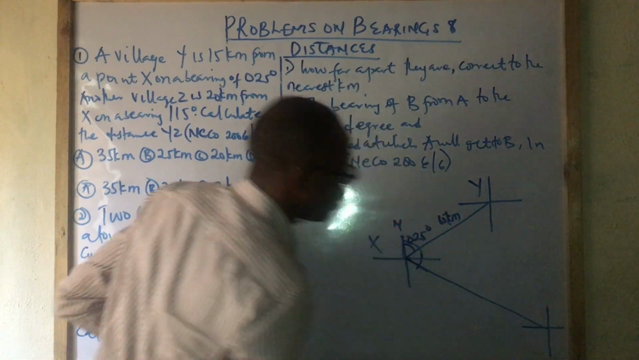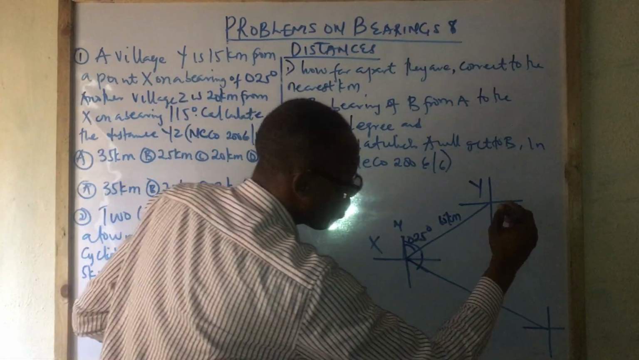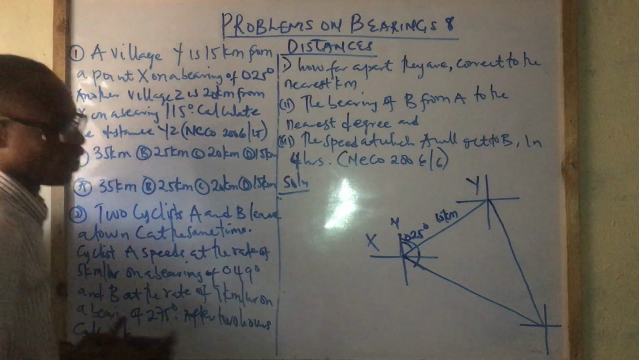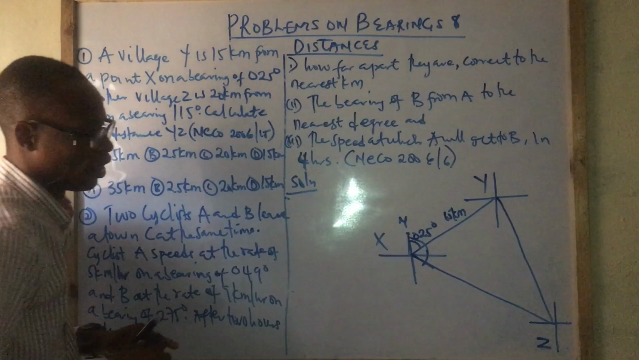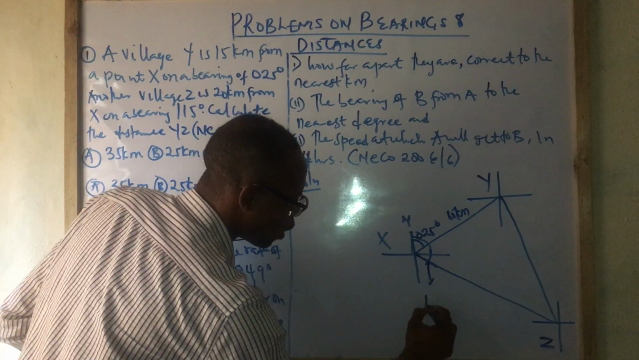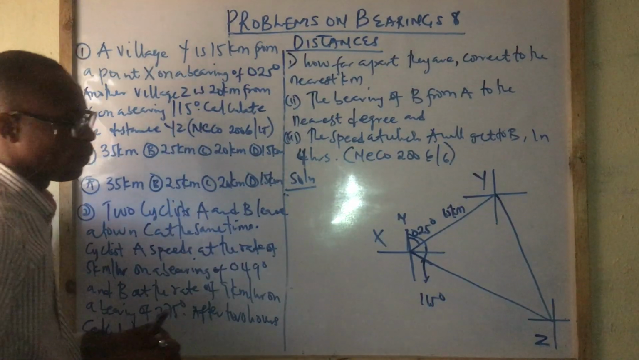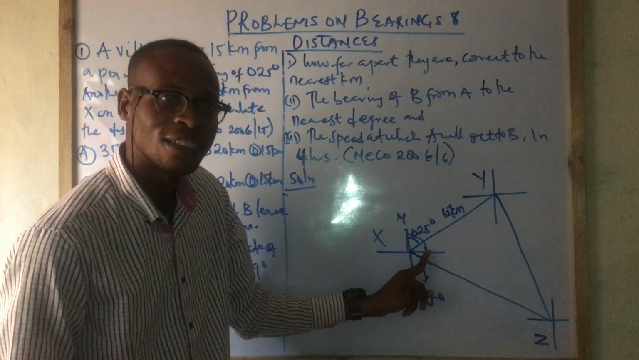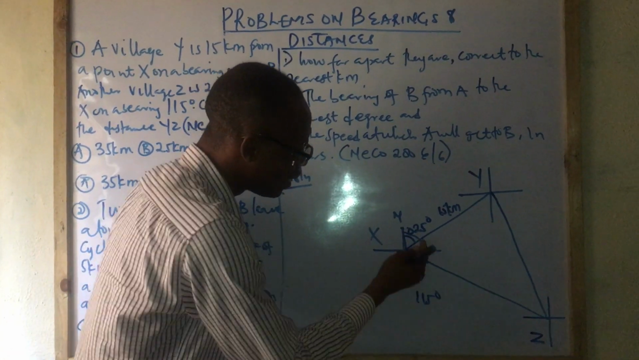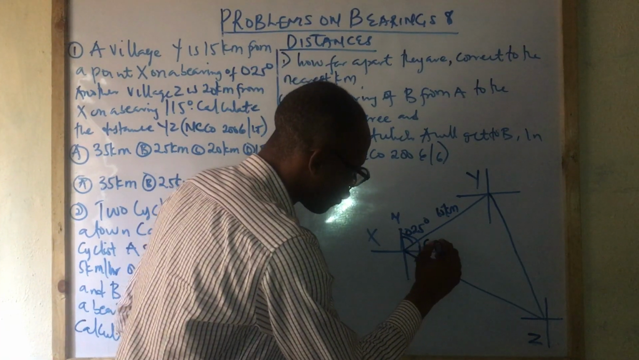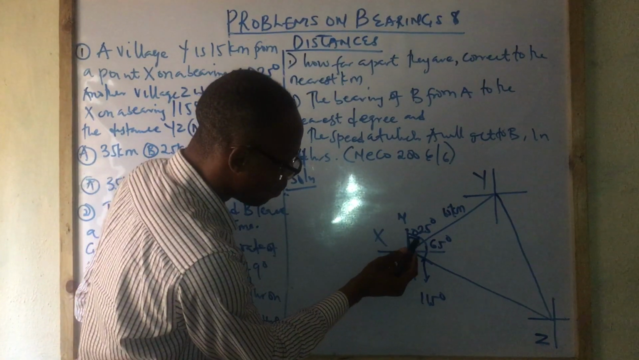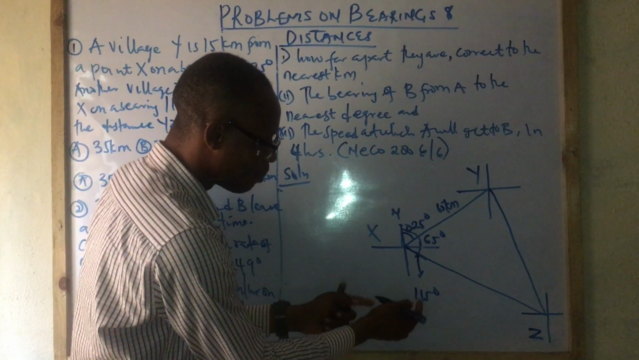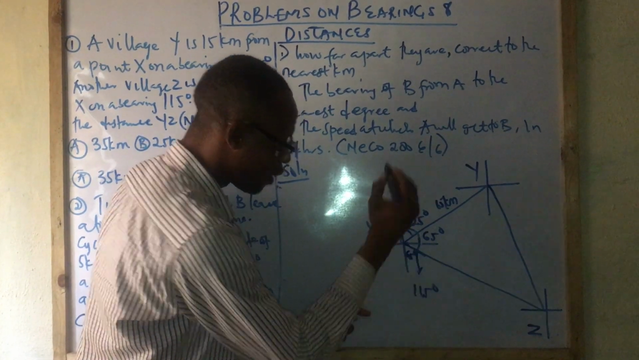You put another cardinal point. You can see that this point is actually longer than this. Then we merge this all together like that. This is point Z. Now, don't forget the bearing of this one is 115 degrees. From this point to this point, it's 90. Then from here to here is 180 minus 115, which is 65 degrees.